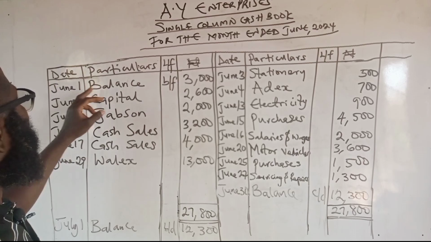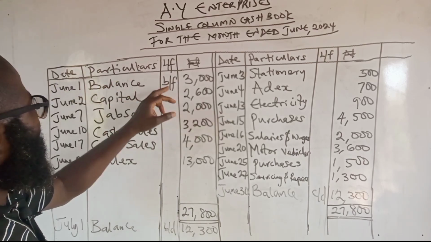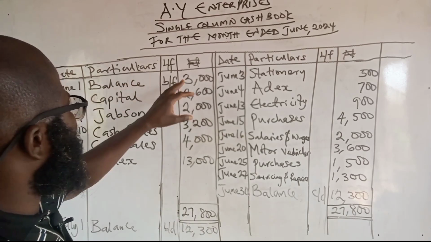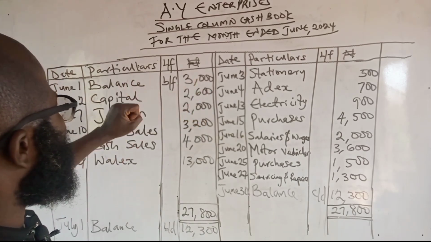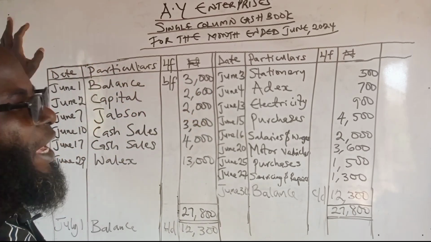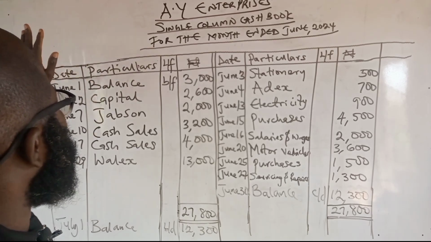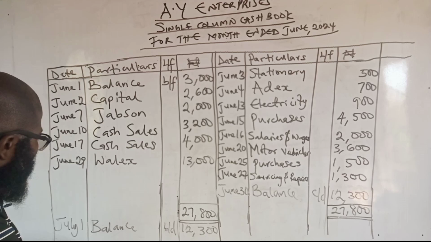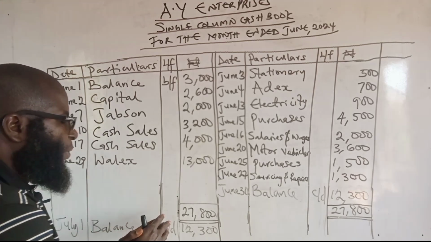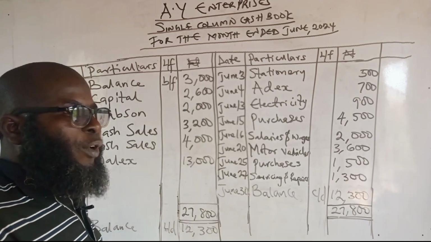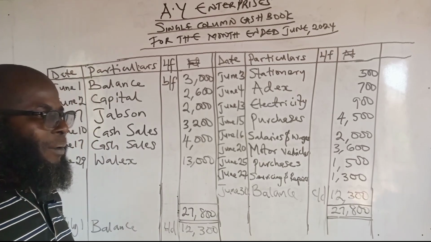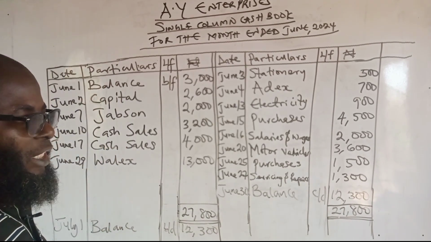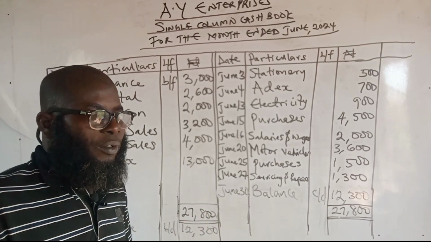As you can see from the question here, June 1st, balance brought forward 3,000 naira. Therefore, this June 1st, balance brought forward 3,000 simply means the cash at hand as at May, when AY Enterprises was preparing his cash book. The same thing will happen to this. This July balance will represent the balance brought forward, that is cash at hand by the month of July, while AY Enterprises is preparing his cash book.